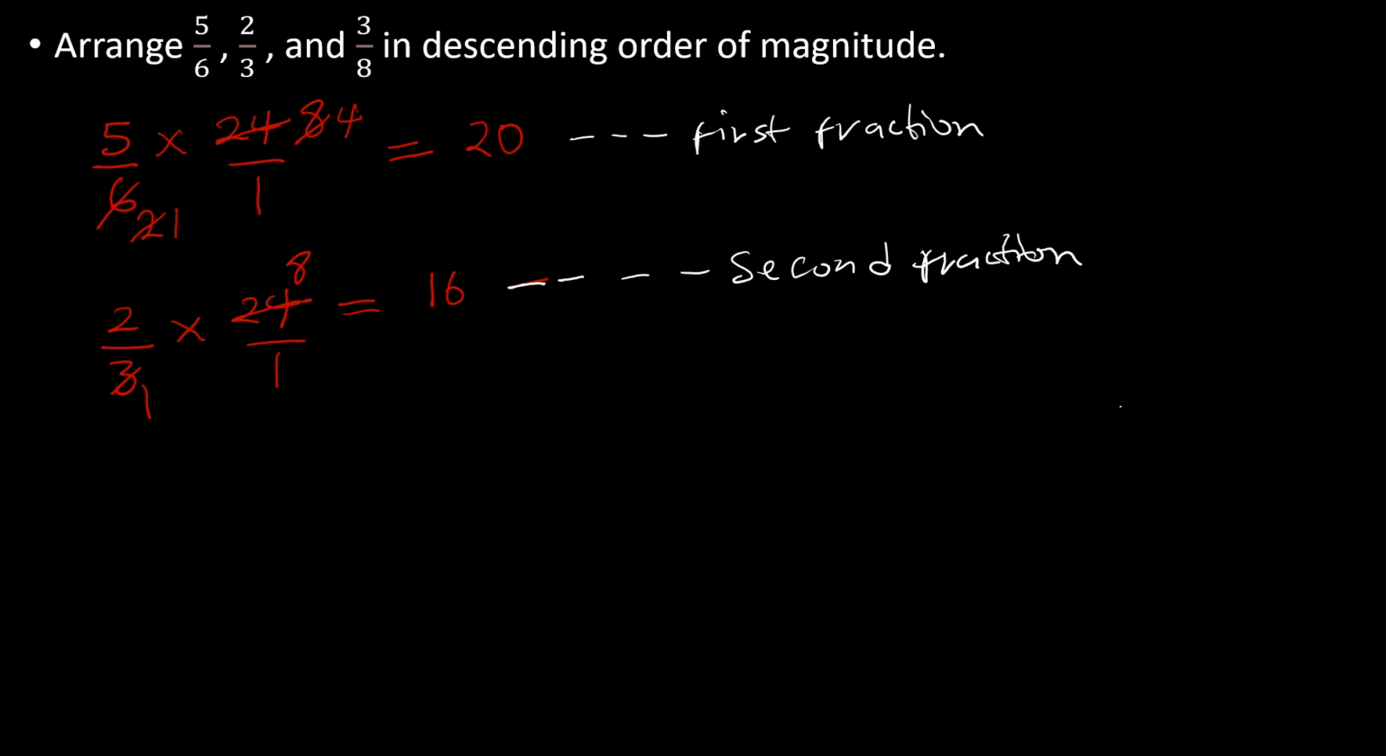Now, finally, for our third fraction, we have 3 over 8 times 24, and when we multiply through, 8 divided by 8 is 1, and 24 divided by 8 is 3. We'll multiply that, 3 times 3, and that will give us 9. And that's for our third fraction.